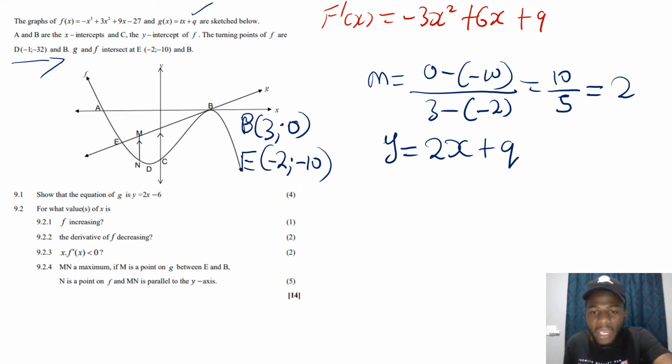All right, then let's find the value of q. To find the value of q, we can use any point that we have on our straight line. We can use either point B or E. So let's use point B.